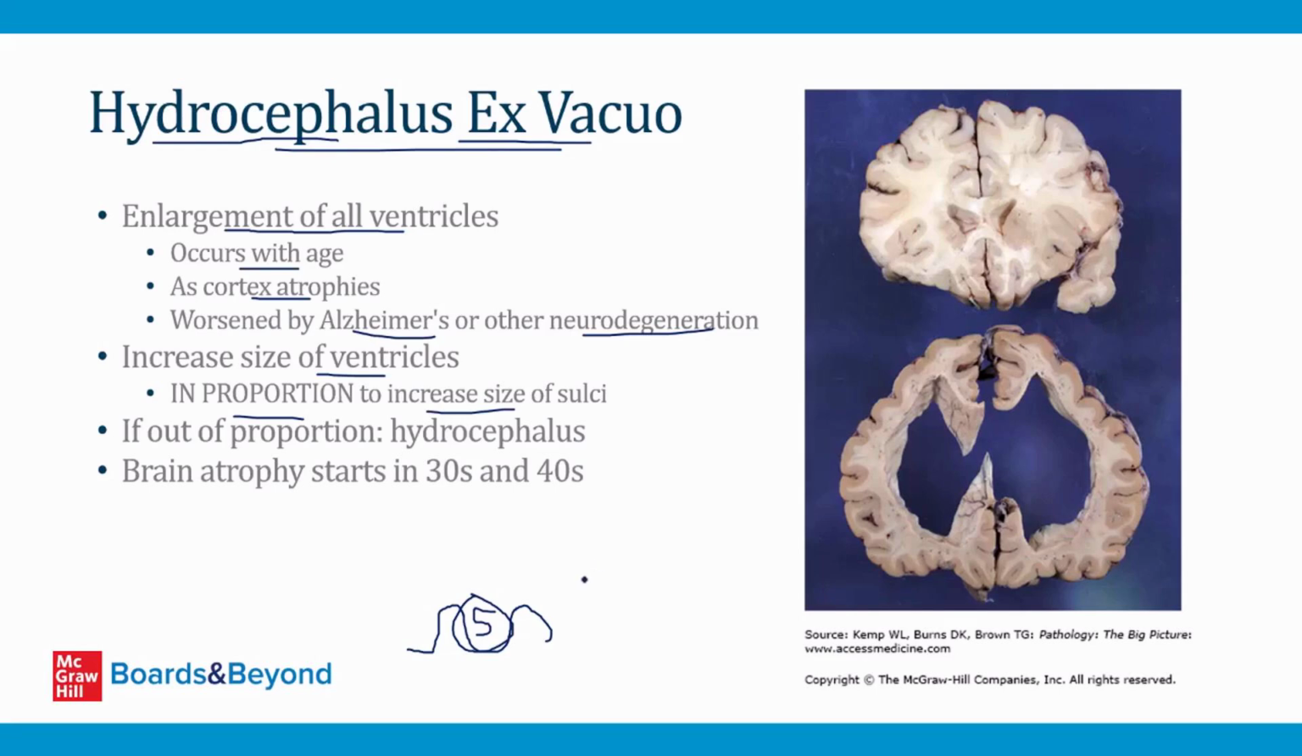If you see enlargement of the ventricles that's out of proportion to changes in the sulci, then that's what you see in hydrocephalus. Very important to understand this distinction for your board exams. And so brain atrophy as we age starts in the 30s or 40s, but it progresses as we get older. And as I said, especially in patients who have Alzheimer's or some other disease where the cortex degenerates, they can have massive enlargement of the ventricles, not due to a buildup of CSF, but caused by hydrocephalus ex vacuo.